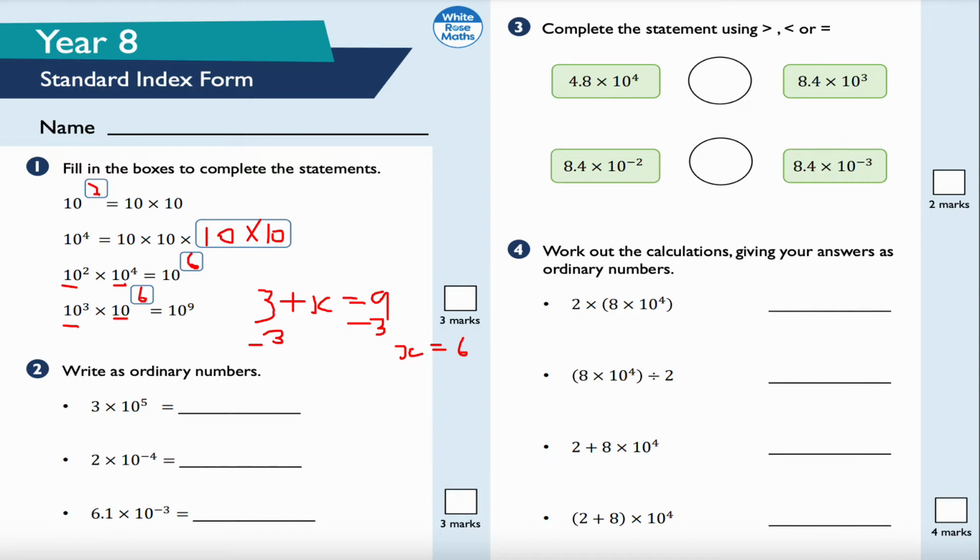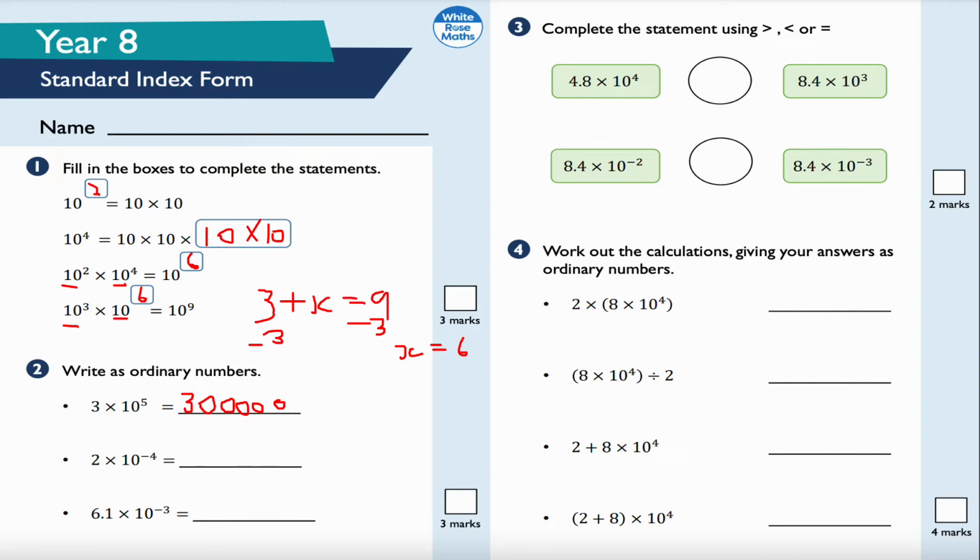This is question number 2. Write as ordinary numbers 3 times 10 to the 5. So it's 3 and then it's followed by 5 zeros. So 1, 2, 3, 4, 5. So the number is 300,000.